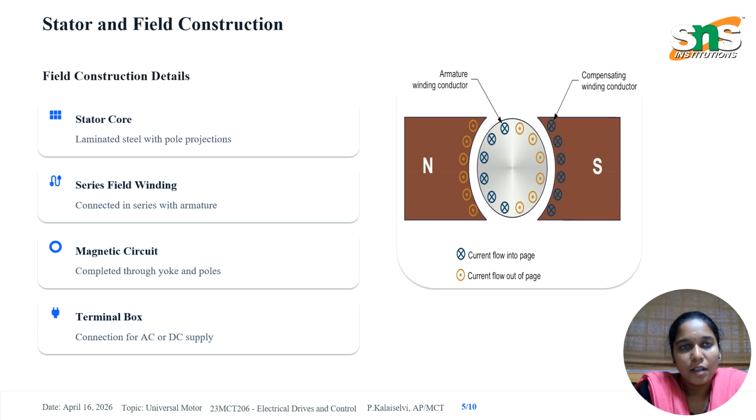Now let us look at the stator details. It has the stator core, stator field winding, magnetic circuit and the terminal box. The stator core is made of laminated steel to reduce losses, and the series field winding is connected in series with the armature. This is why it behaves like a DC series motor. The magnetic path is formed through the yoke and poles. The terminal box is used for the connections to AC or DC supply.